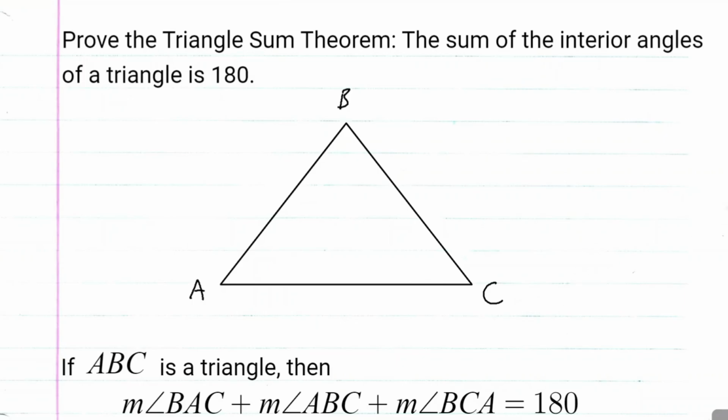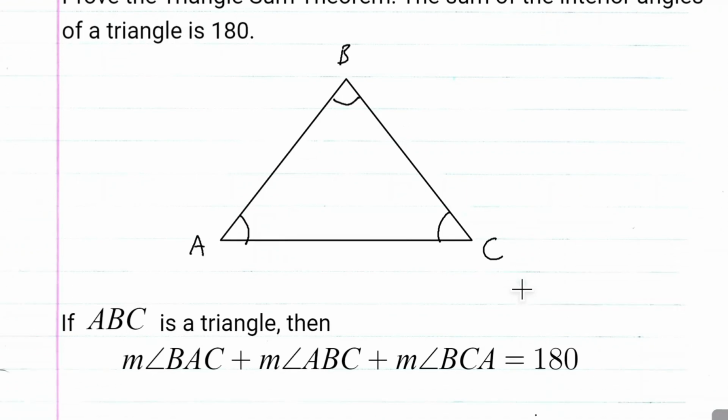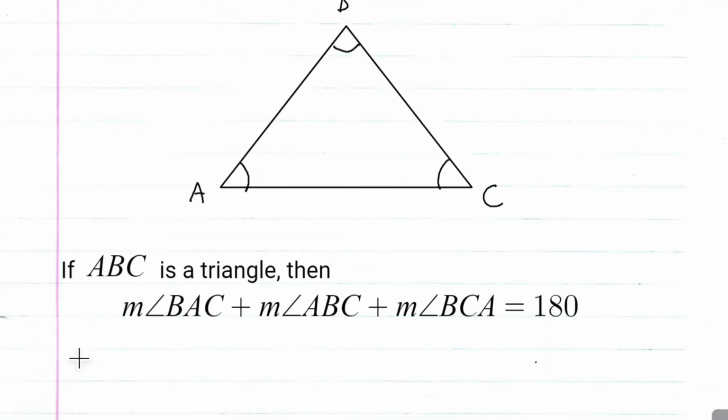Okay, so now we're going to prove a very useful theorem, the triangle sum theorem. The triangle sum theorem states the sum of the interior angles of a triangle is 180. So, for our specific diagram here, if ABC is a triangle, then the measure of BAC, this angle, plus the measure of ABC, this angle, plus the measure of BCA, this angle, is equal to 180.